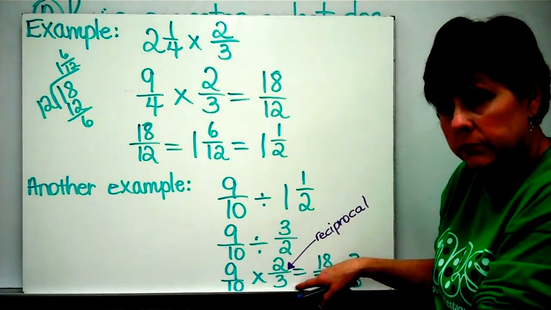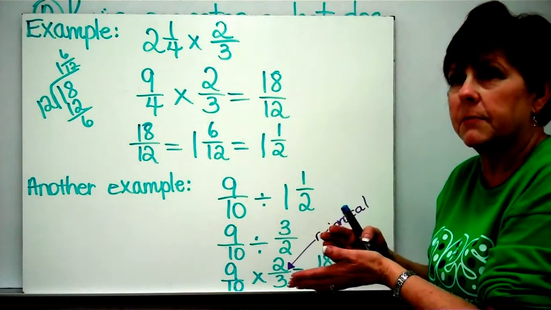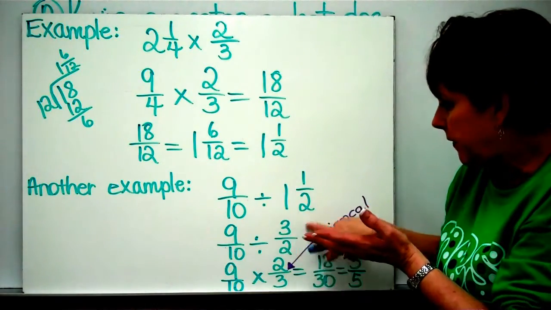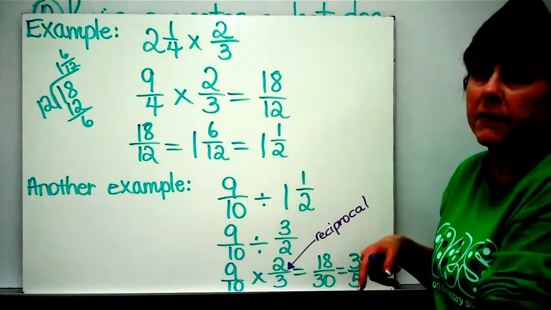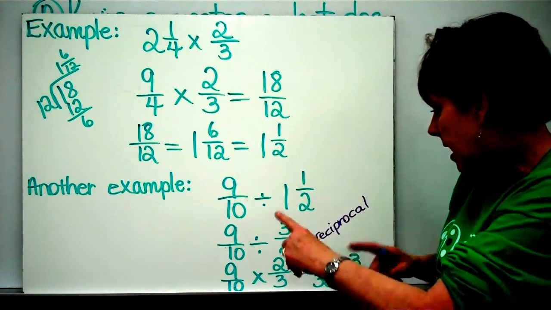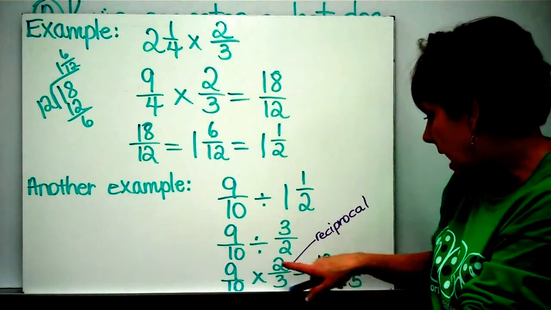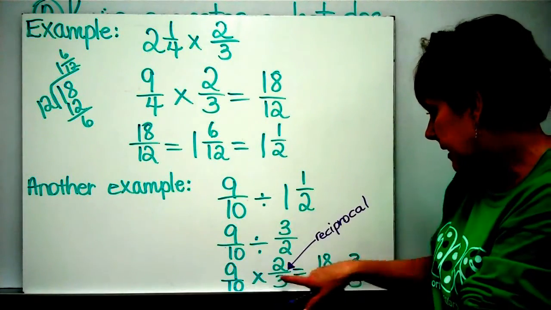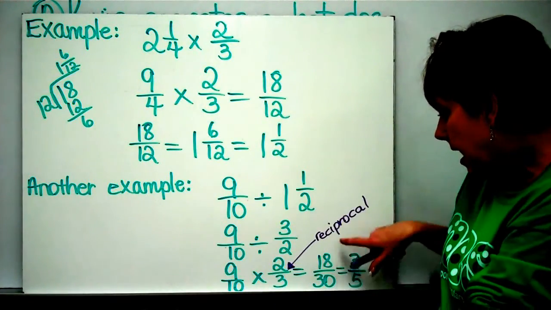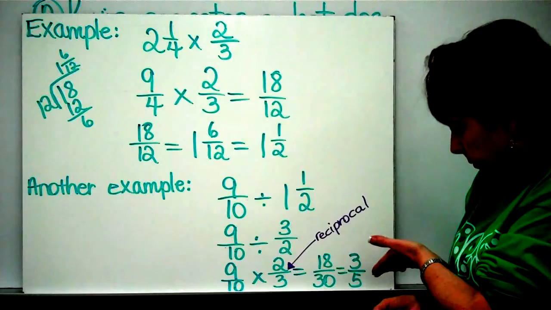Now it's 2/3. We have to do the opposite because of the division. When we flip this, then we also flip from division to multiplication. And then do it as normal. 9 times 2 is 18. 10 times 3 is 30. And then you simplify if necessary, which it is.